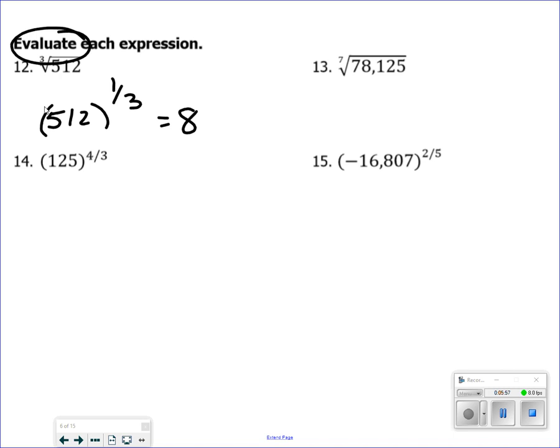So then 125. Now I'm going to show you how to do this if you weren't going to use a calculator, but I'm going to change the 125 and the 5 to the third, which cancels that out, and the answer to this one is 625.